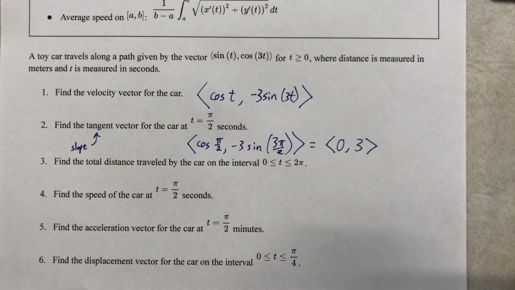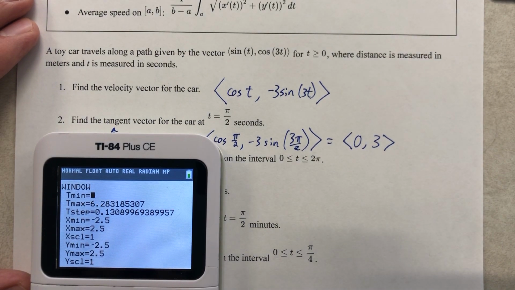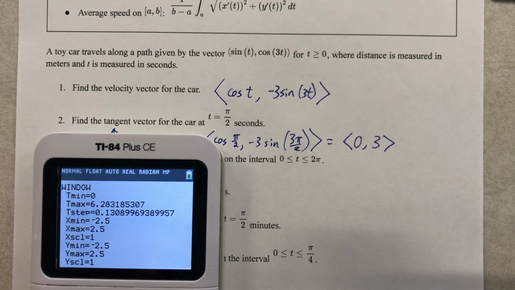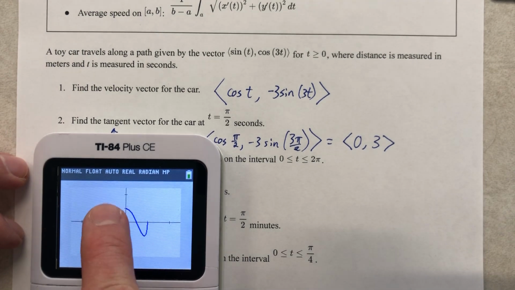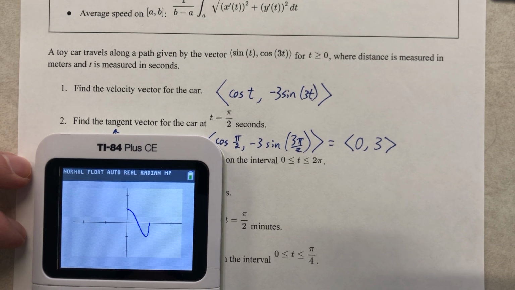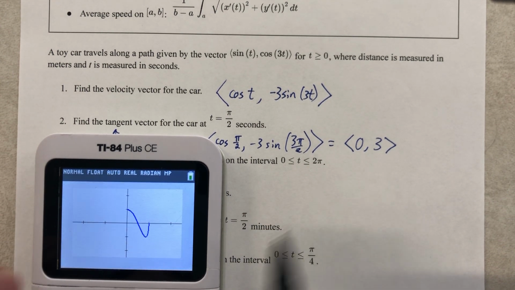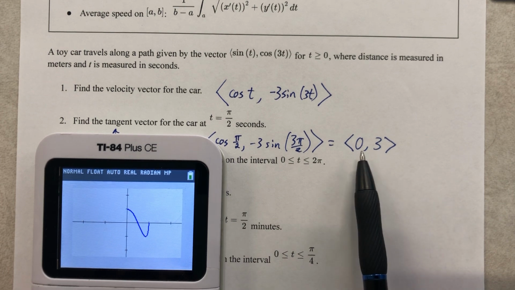Really quickly, I want to show you what that kind of looks like. All right, so window. I'm going to stop this thing at pi over 2, and then I'm going to graph it. And it's that right there. Okay, so what this means is I go, and my tangent vector would be 0, 3, and it's going to be going.